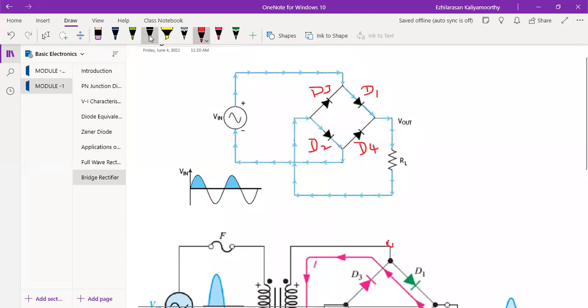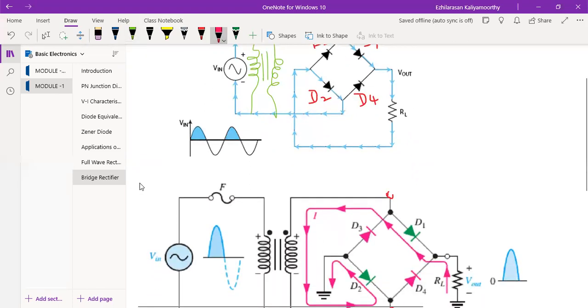Actually here, you will have a transformer like this. Normally the center tap transformer is not connected to ground here. Okay, so now what we'll do first is case one.